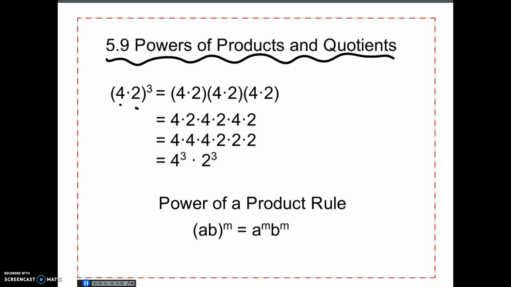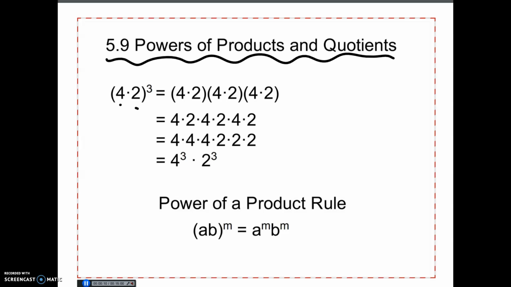Now I know you could actually evaluate this. You would do 4 times 2, which is 8 to the third power, so 8 times 8 times 8, and you'd come up with your answer. But let's think this through a little differently. To the third power means that we're going to multiply everything in the parentheses by itself 3 times. So it's going to be 4 times 2 times 4 times 2 times 4 times 2.